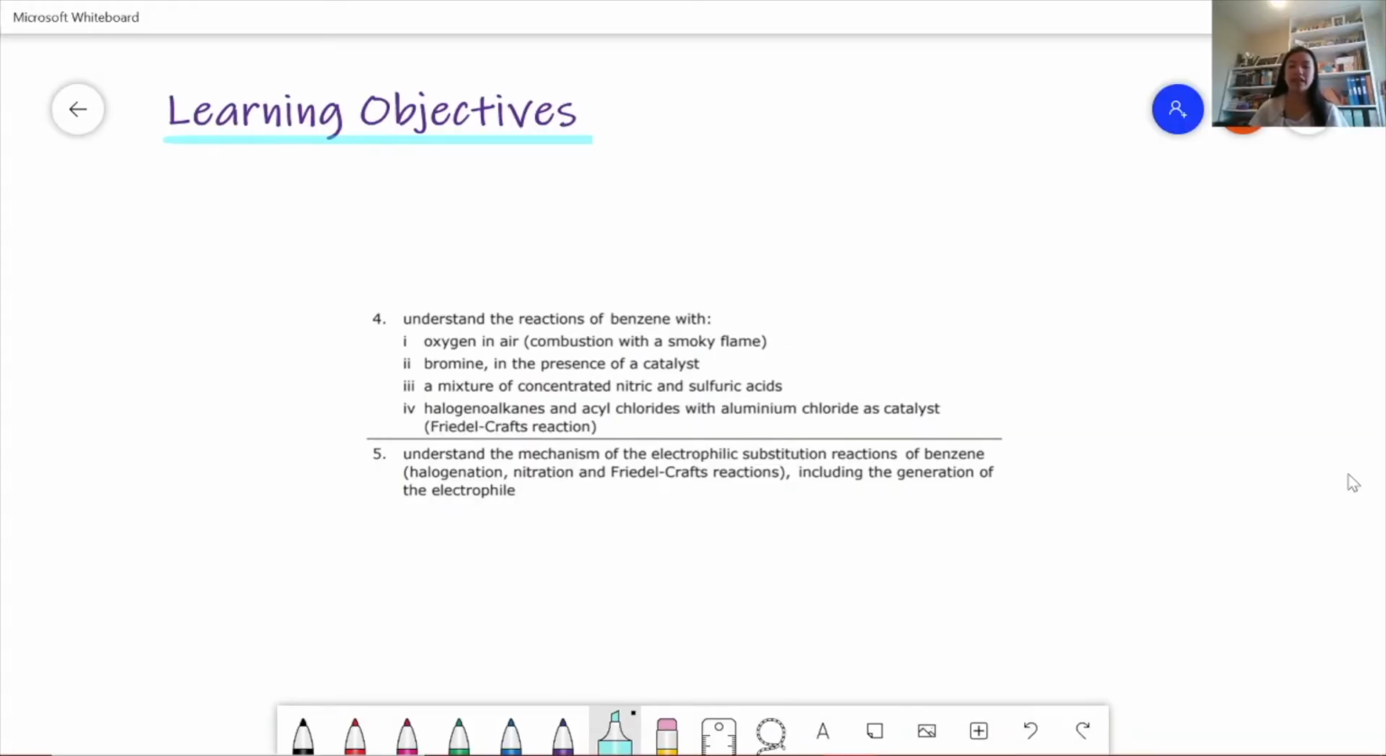Here are today's learning objectives. The first is to understand the reactions of benzene with oxygen and air, bromine in the presence of a catalyst, a mixture of concentrated nitric and sulfuric acids, and halogenoalkanes and acyl chlorides with aluminium chloride as a catalyst. Our last learning objective will be to understand the mechanism of the electrophilic substitution reactions of benzene. So this is halogenation, nitration, and Friedel-Crafts reactions, including the generation of the electrophile.